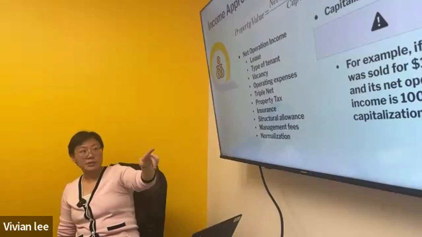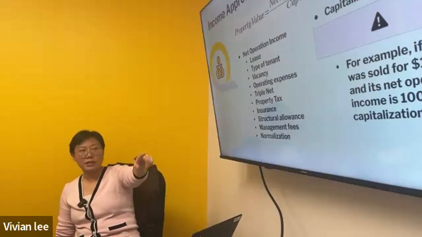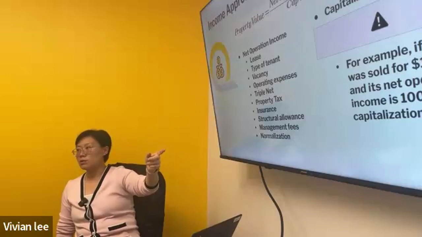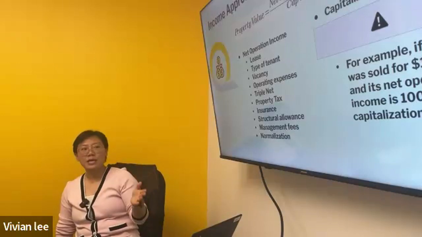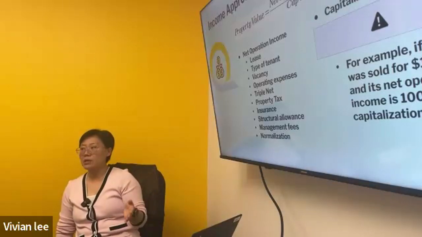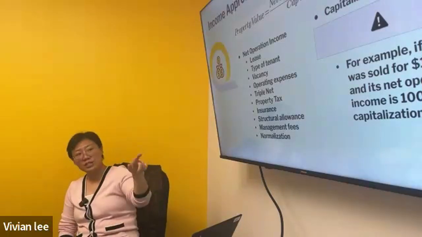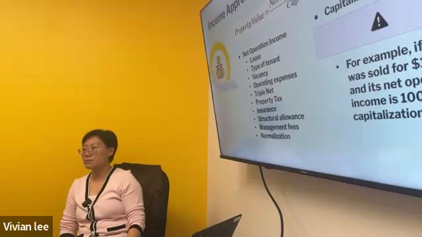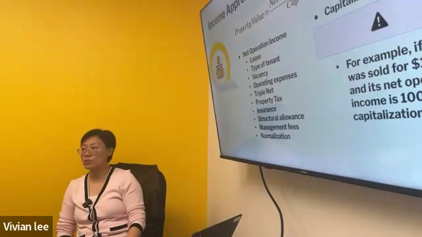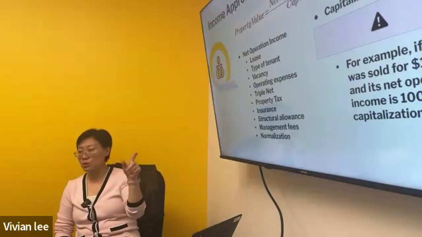So a hypothetical example, if we just jump right into it: you bought this building for $1 million, and it generates $100,000 net operating income for you. Assuming no debt, you bought it with cash, you're going to generate a rate of return of 10%. So that's pretty sweet. It's a good return. But this assumes there's no debt.